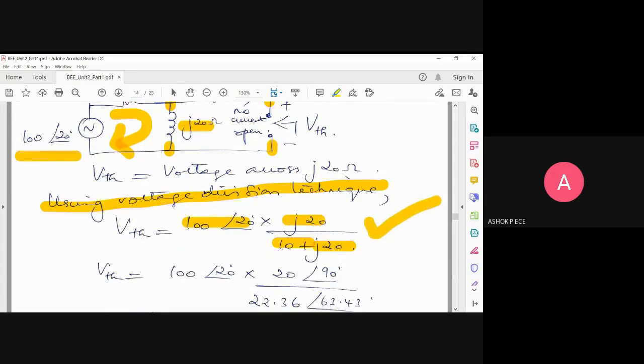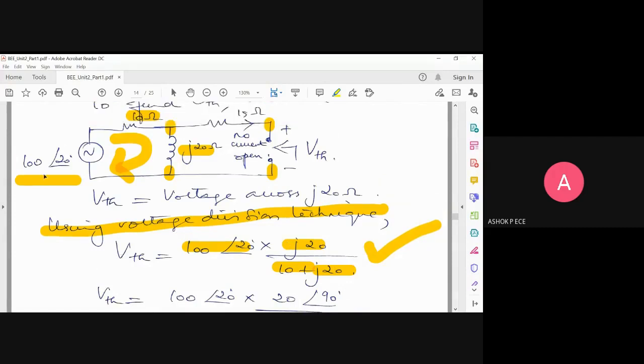Without finding current, if we don't want to find current and complicate things for ourselves, that's why we go for the voltage division technique. We don't use I at all here. We write everything in terms of voltage: total voltage into that resistance divided by that resistance plus the opposite resistance.